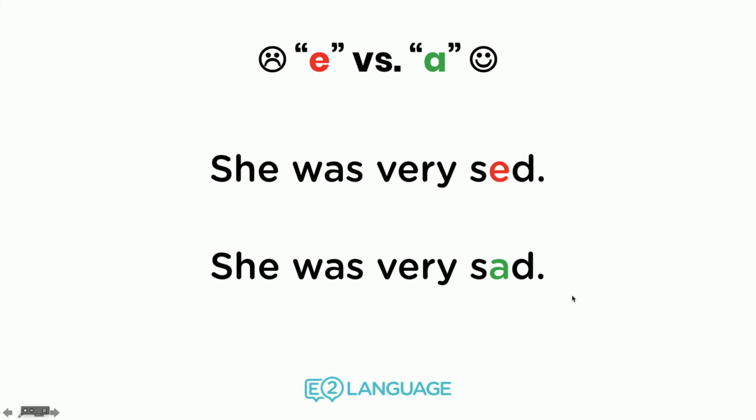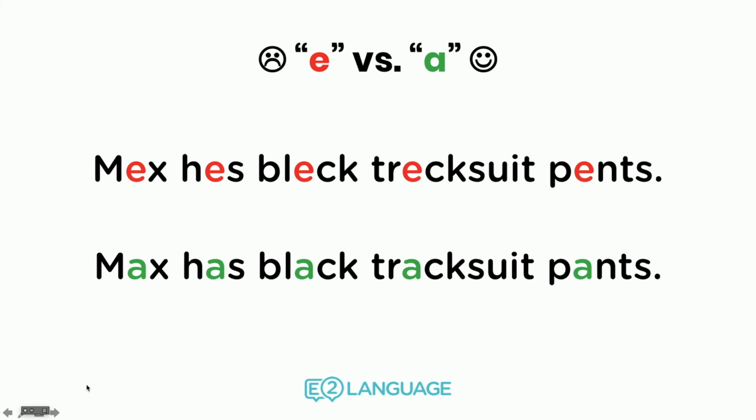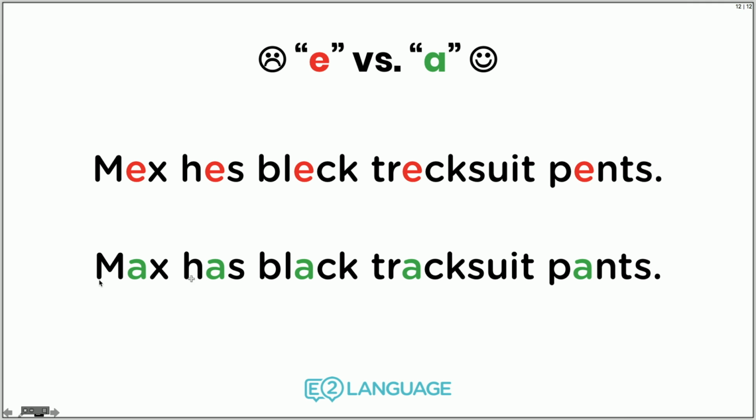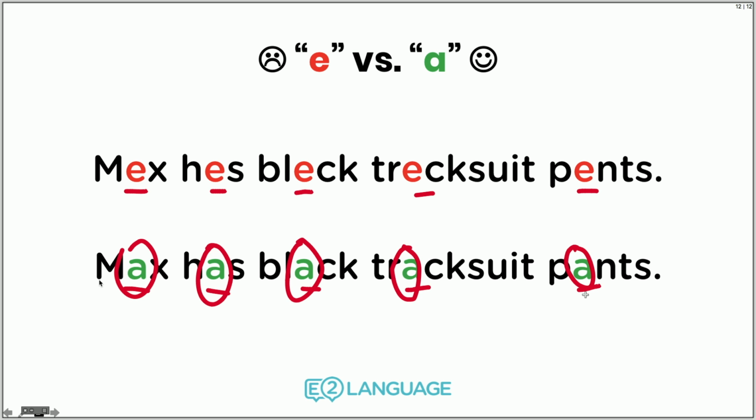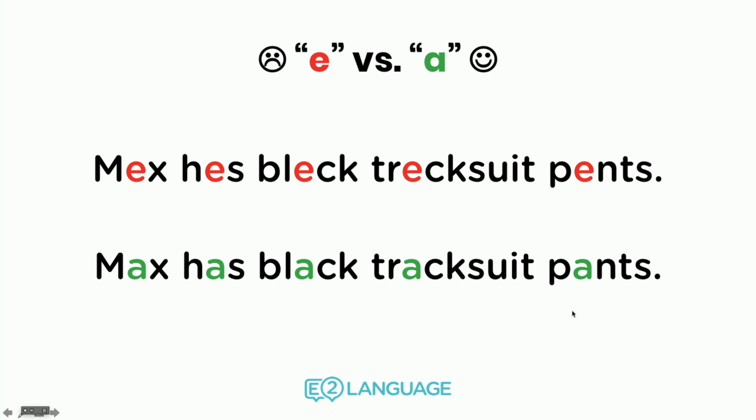Let's do one more example here, the difference between and a in English. So if I want to say Max has black tracksuit pants, don't say Mex has black tracksuit pants. Try to extend the sound of the eh to an s sound. Max has black tracksuit pants. Okay, that is good.